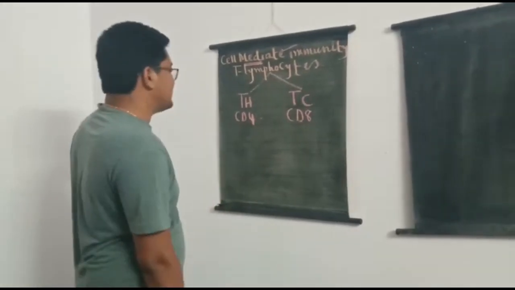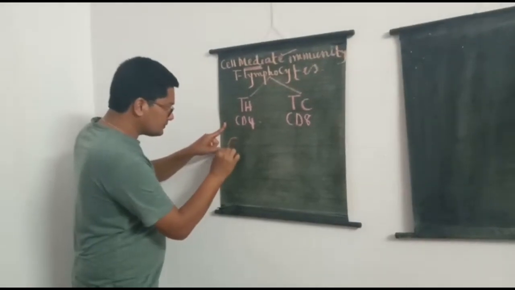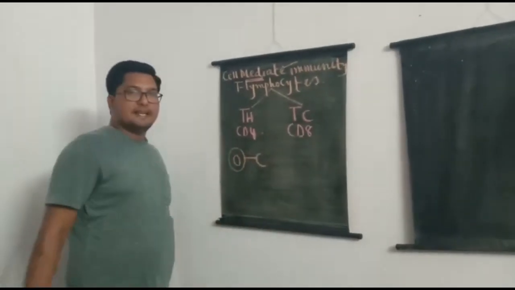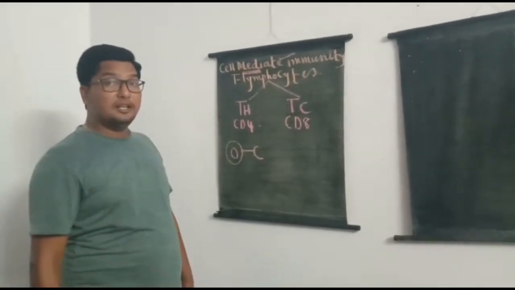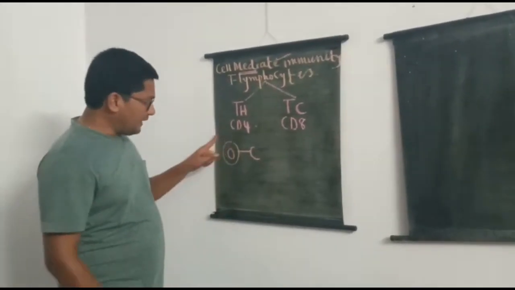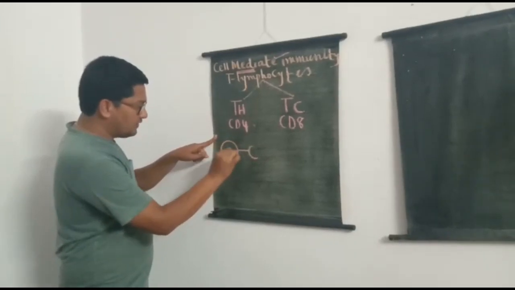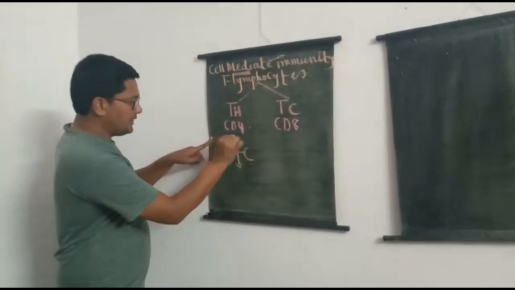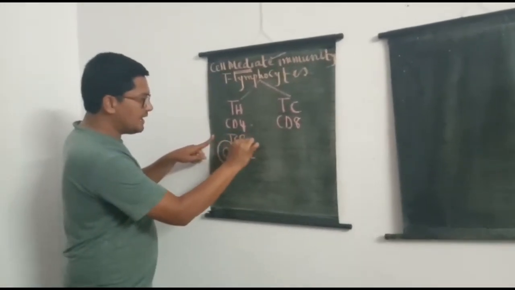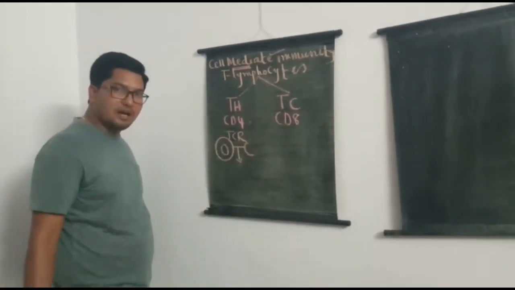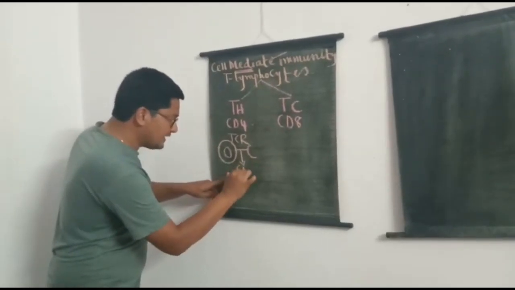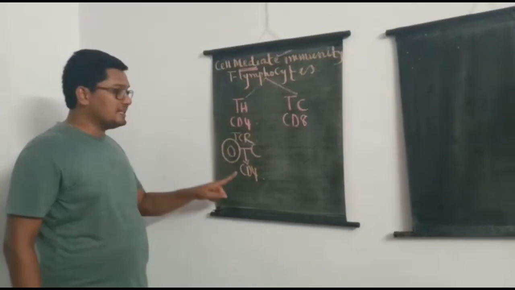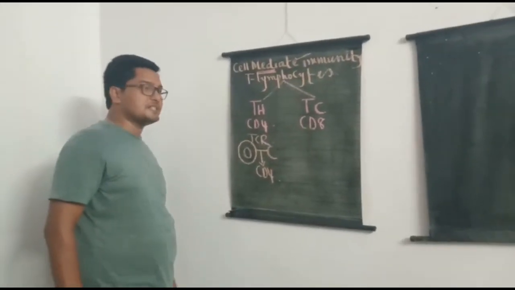And now let us understand how this T helper cell can produce interleukins. So I have drawn a very simple diagram of a T helper cell. On its surface, what is present? Simply I can call it TCR, that is T cell receptor. But which type of TCR is it? CD4 marker. That's why T helper cell is otherwise called CD4 cell.